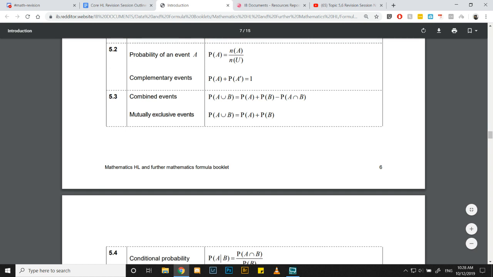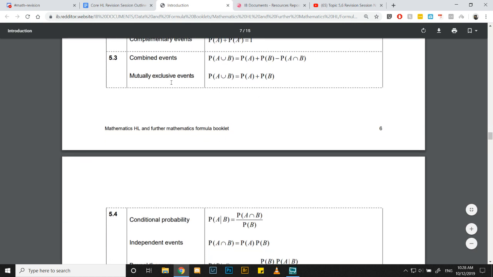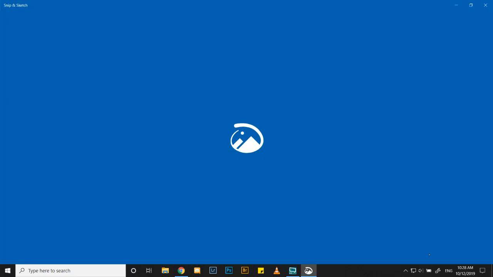The other two formulas I just skipped over a little while back: the probability of A union B is equal to the probability of A plus the probability of B minus the probability of A intersection B. So actually that should make sense to you. Let me just show you what that looks like.